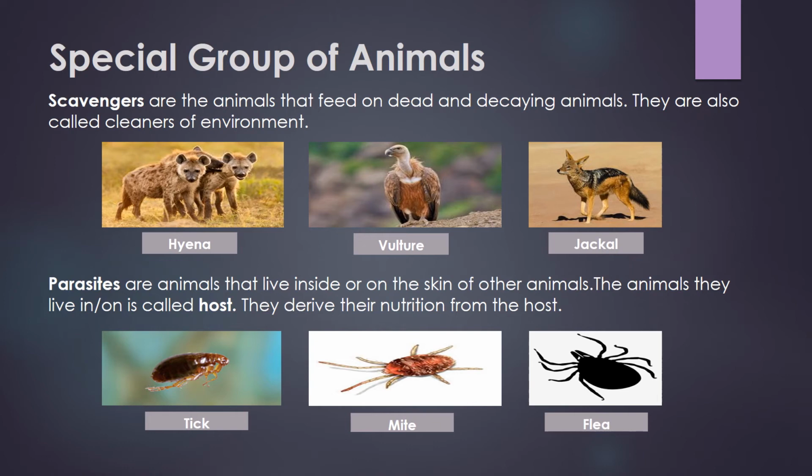Some examples of parasites are tick, mite, flea. We can also take the example of tapeworm. Tapeworm is a parasite that lives in the intestine of human beings. So we human beings are the host for the tapeworm. Tapeworm is called the parasite and we human beings are called the host. Tapeworm derives all the nutrition from our body. And ticks and fleas live on the skin of dogs and cats. So dogs and cats are their host, and ticks and fleas are parasites.